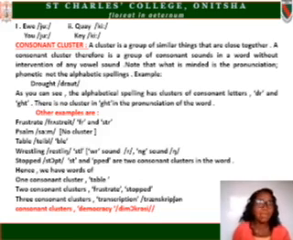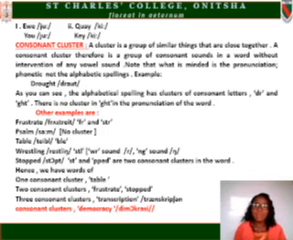Now we look at consonant cluster. What do we mean by consonant cluster? A cluster is a group of similar things that are close together. A consonant cluster, therefore, is a group of consonant sounds in a word without the intervention of any vowel sound. Note that what is minded is the pronunciation, the phonetic, not the alphabetic spelling. What is minded in consonant cluster is the pronunciation. Take note of that, not the spelling.